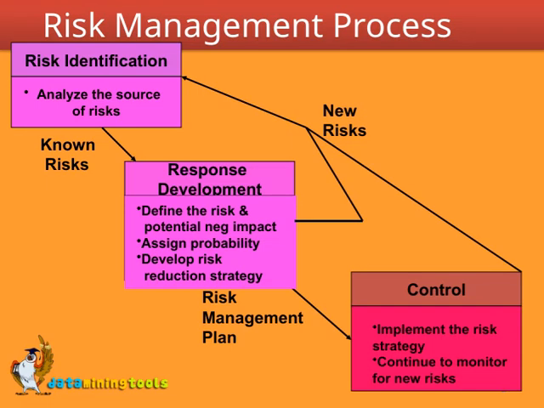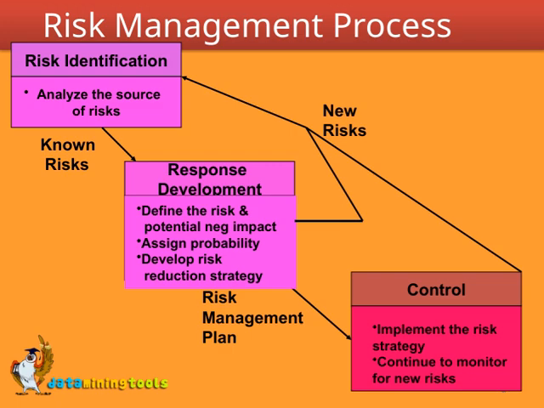Now, let's look at the key steps in our risk management process. First, we need to identify the risks. This involves analyzing the sources of potential issues that could impact our project. Once we've pinpointed these risks, the next step is to define them clearly and assess their potential negative impact. This helps us understand what could go wrong and how seriously it might affect our objectives.